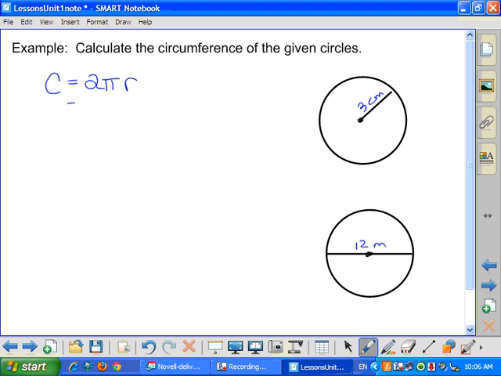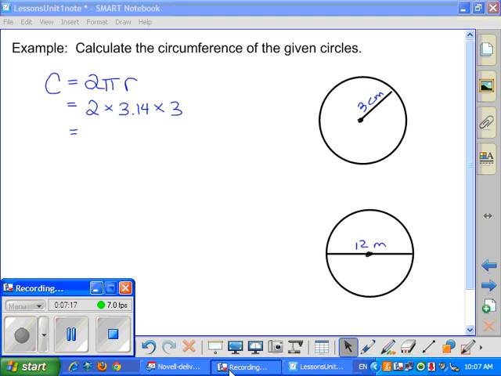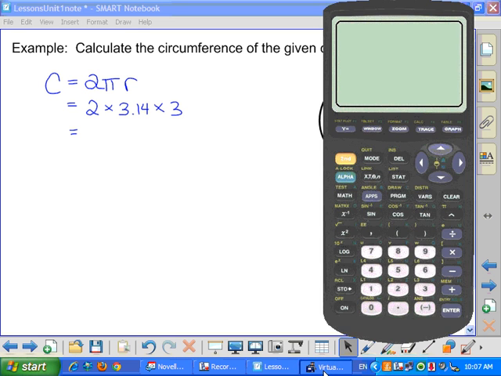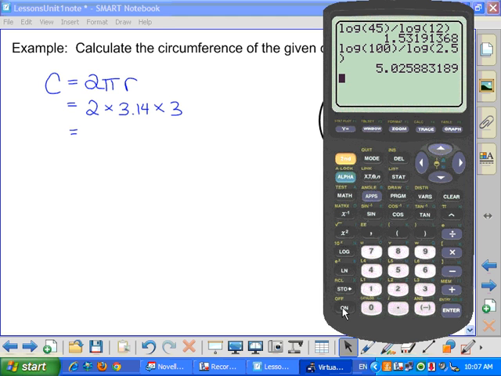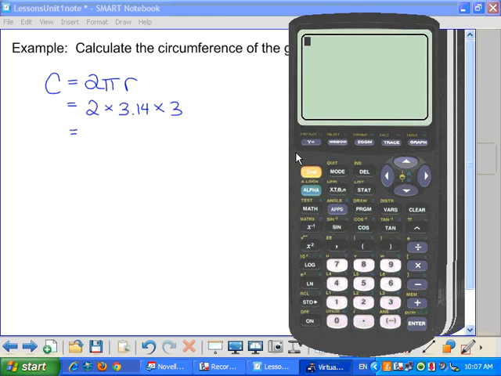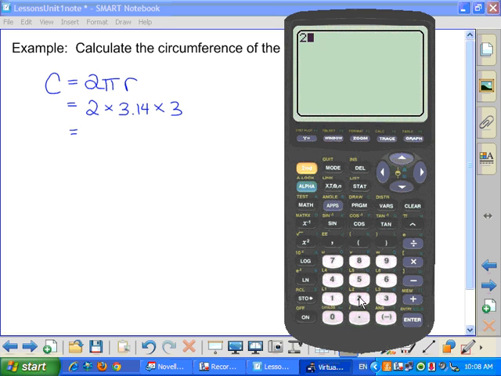So to calculate the circumference of our first circle, we would have 2 times, and remember pi is 3.14, times the radius, which would be 3. I'm just going to grab my calculator and we'll show you the calculations. I turn it on, clear some information. What it'll look like when you enter it in the calculator is just 2 times 3.14 times 3. Then you hit equals, and we get 18.84.